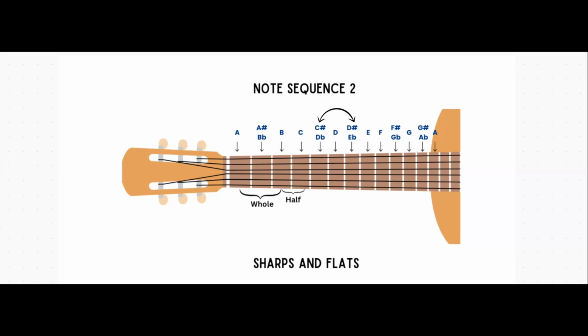But from C sharp, a whole step is D sharp. A half step is D. From D, a whole step is E. From D, a half step is D sharp. A half step back would be D flat or C sharp, however you want to say. A whole step back would be C.